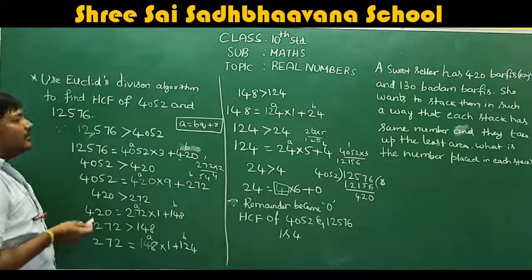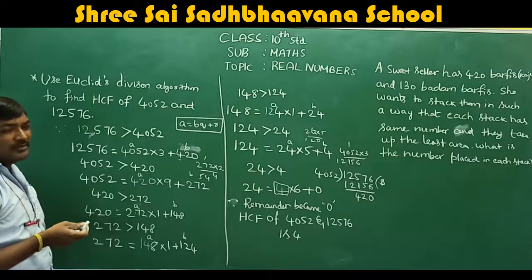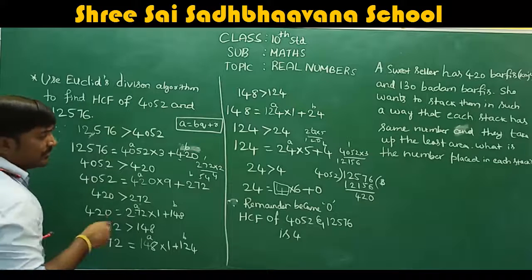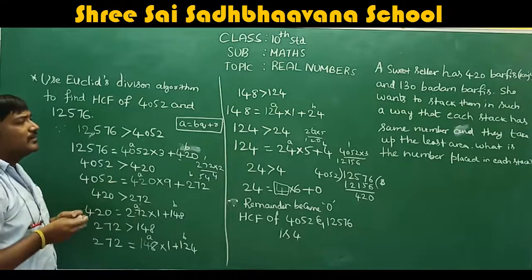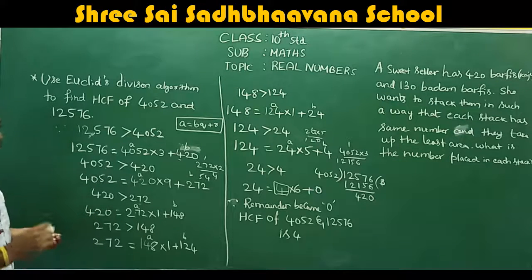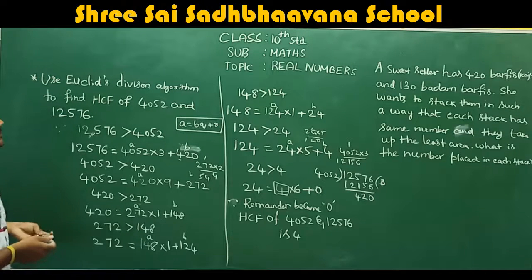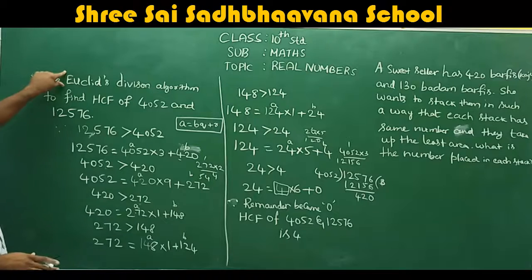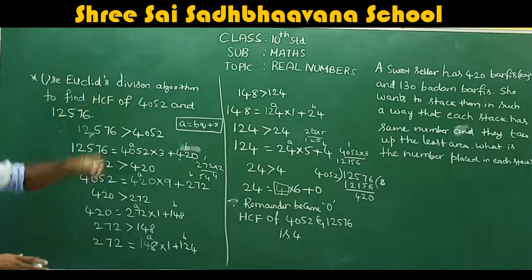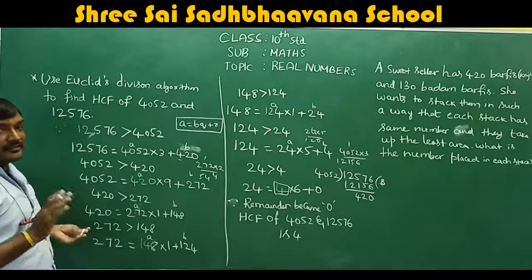This sum can be expected for 2 marks. Sometimes they will ask relations also. We are going to discuss the relation between HCF and LCM in the same chapter in the next classes, so they might ask from that, or they might ask you to use Euclid's division algorithm to find the HCF. So what is the sum here? Use Euclid's division algorithm to find HCF of 4052 and 12,576.